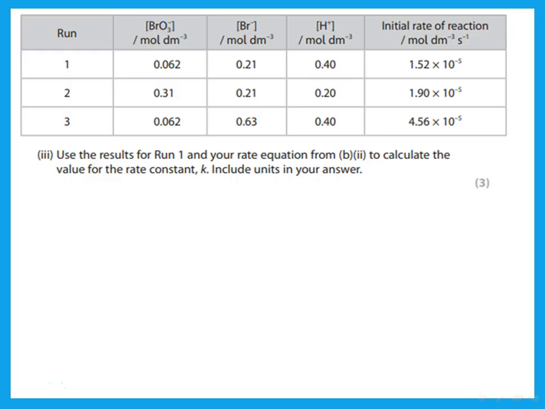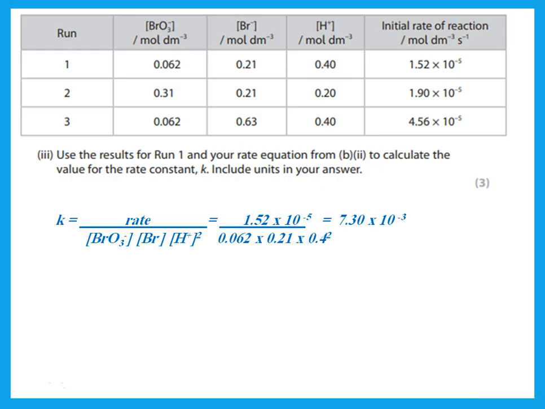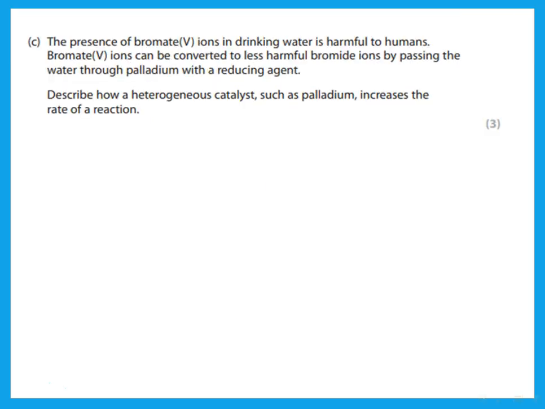Use the results for run 1 to calculate the rate constant. So for run 1, you put in the values for K. You also determine the units. As we said before, it will come out to be decimeter to power 9, mole minus 3, seconds to the minus 1.